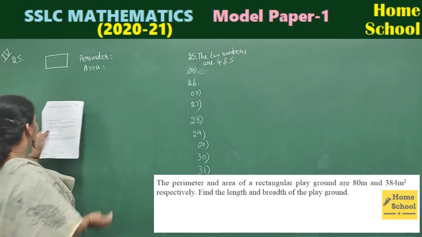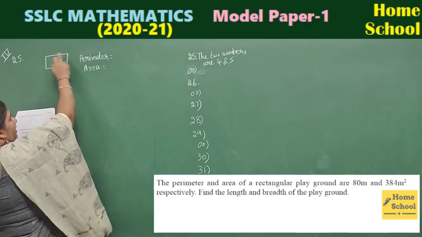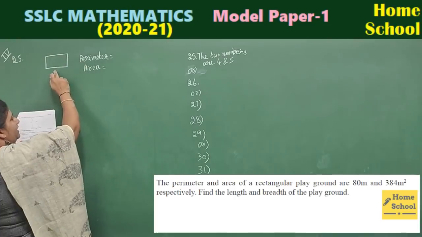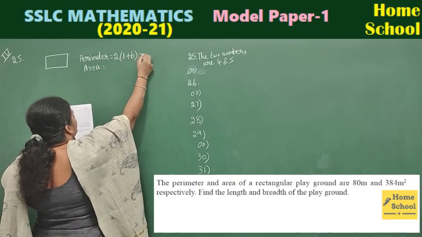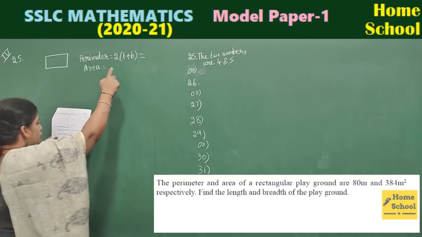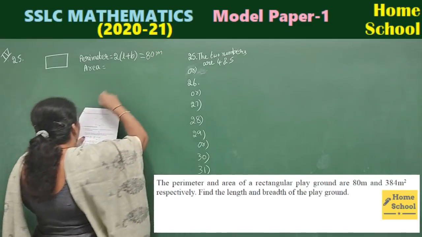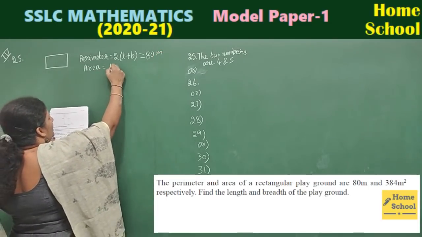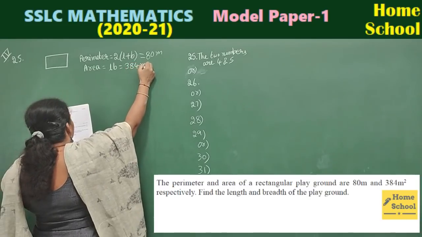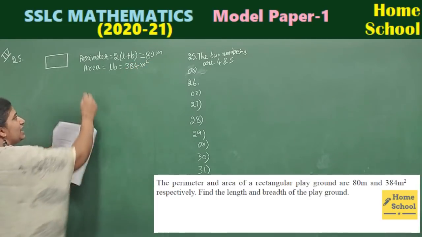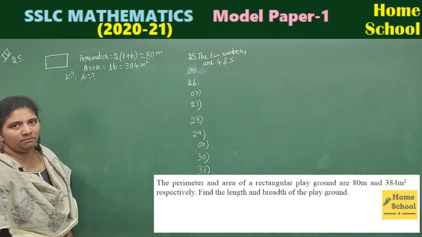This is your OR question. The perimeter and area of a rectangular playground. Perimeter of a rectangle formula is 2 times (L plus B), which is 80 meters, given. And area of a rectangle, L times B, is equal to 384 meters square, given for us. Find the length and breadth of the rectangular playground.